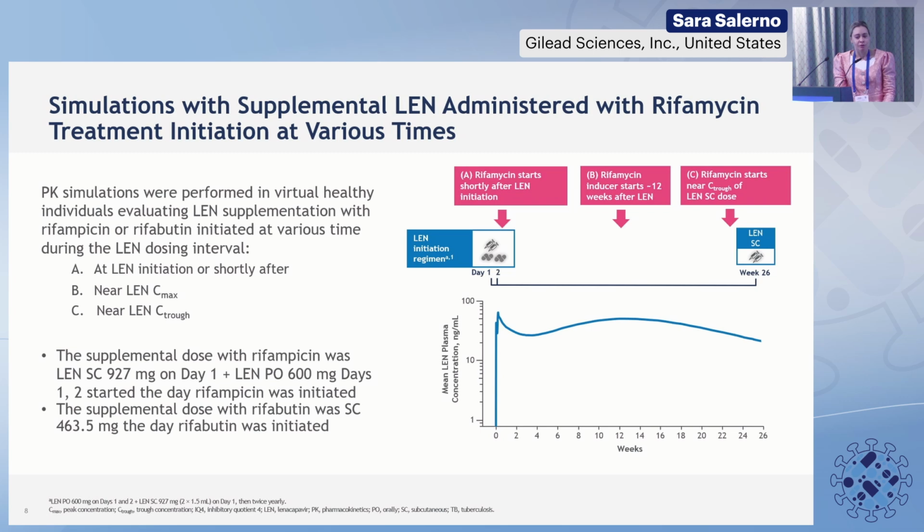And the supplemental dose regimens that I will go over are shown here. Basically, for rifampicin, we supplement with an additional LEN initiation regimen the day that rifampicin starts. And for rifabutin, we give 463.5 milligram the day that rifabutin starts. In the subsequent slides, I will just show simulations for the first scenario, where the rifamycin was started shortly after LEN initiation.